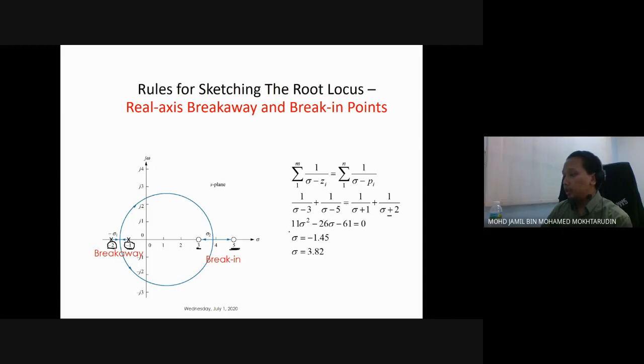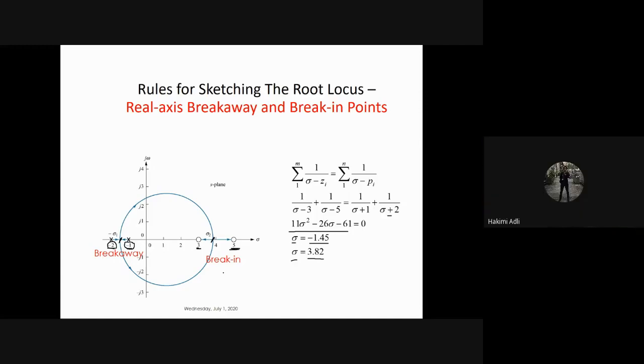You will get a quadratic equation here. Use a calculator to get the first sigma as -1.45 and the second sigma as 3.82. If you plot these values, the first sigma is somewhere around here, and the second sigma is somewhere here. These two are the breakaway and break-in points.